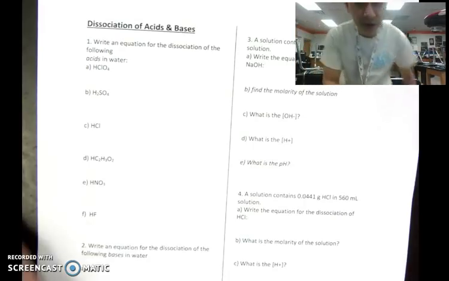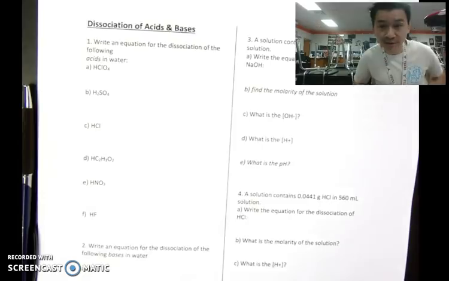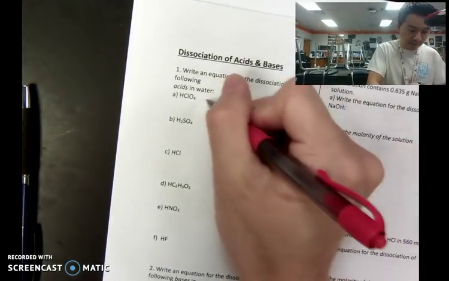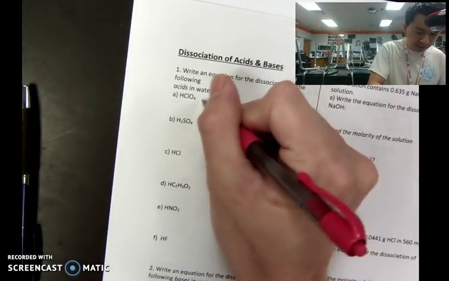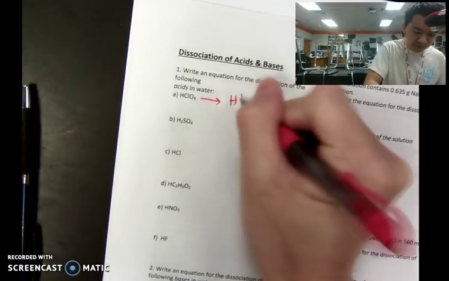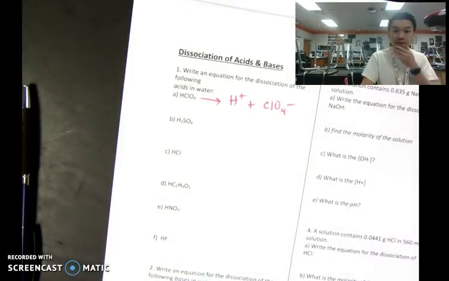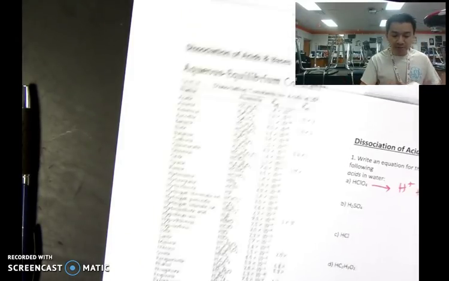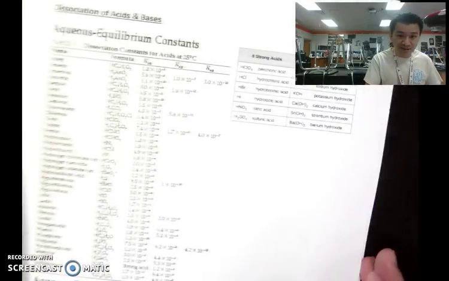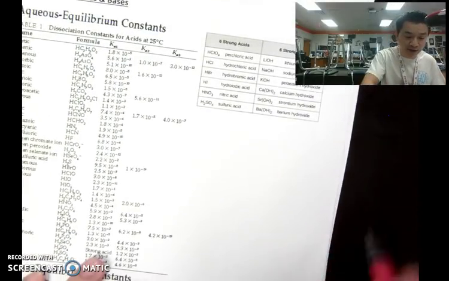So the first one here, HClO4. HClO4 will split up into hydrogen, H plus, and ClO4 minus is the ion, so that's how they will split up. And as far as how they split up, there is a list on the next page for you of strong acids and bases.